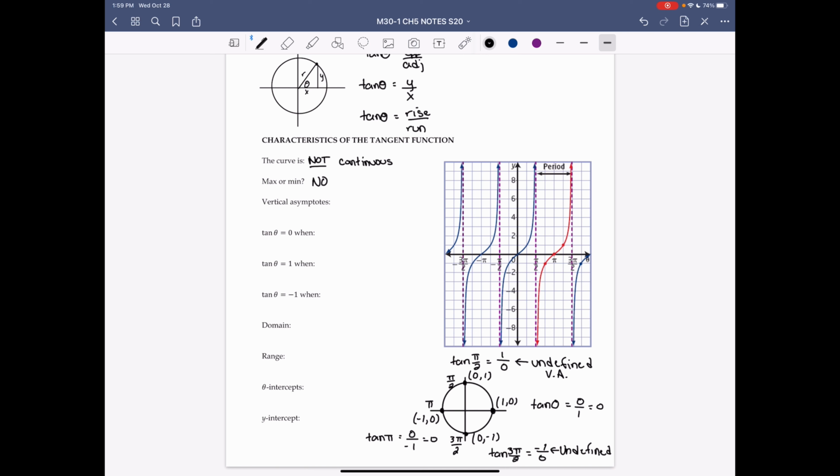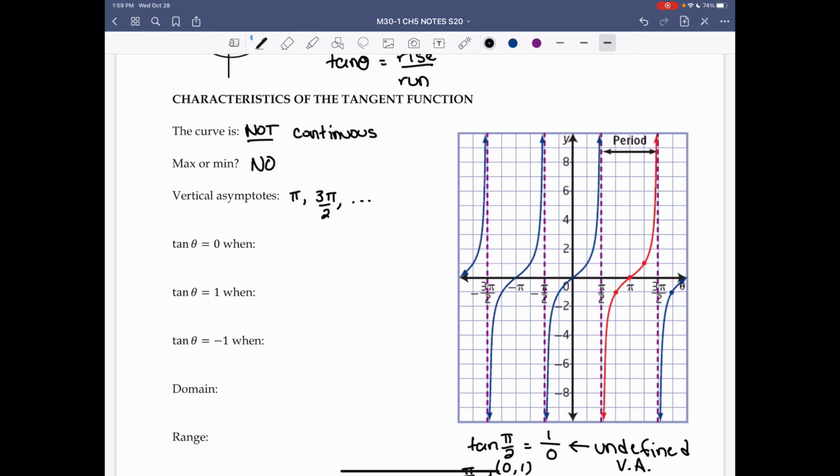So our vertical asymptotes would be at pi over 2, and then pi over 2 plus pi, and then pi over 2 plus 2 pi, pi over 2 plus 3 pi, etc. So we have pi over 2, 3 pi over 2, and continuing in that order. If we write this in general form, we would have pi over 2 plus pi n, where n is an element of the integers.